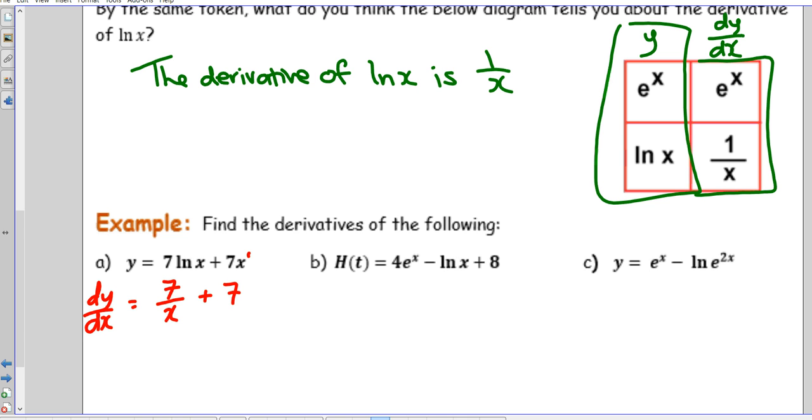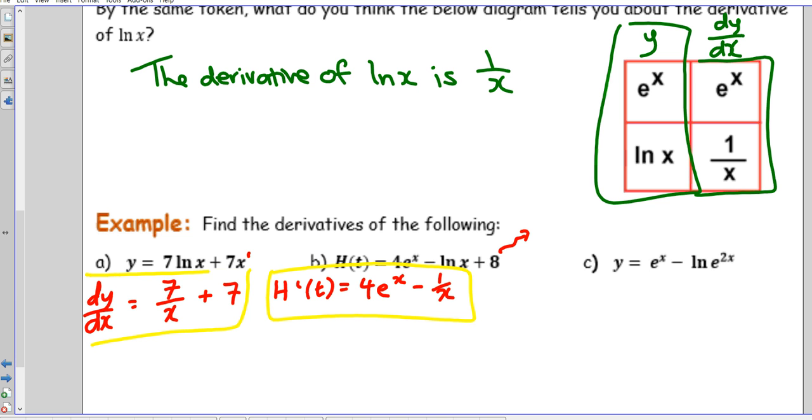Nice. Here we've got h dash of t, which is Newton notation. So the derivative of e to the x is just e to the x. By the same token, the derivative of 4e to the x is just 4e to the x. It feels weird, I know. It feels strange doing that. Negative 1 of x. So the derivative of ln x is minus 1 over x. And just leave it and forget the 8. It's irrelevant. The constants don't have x.